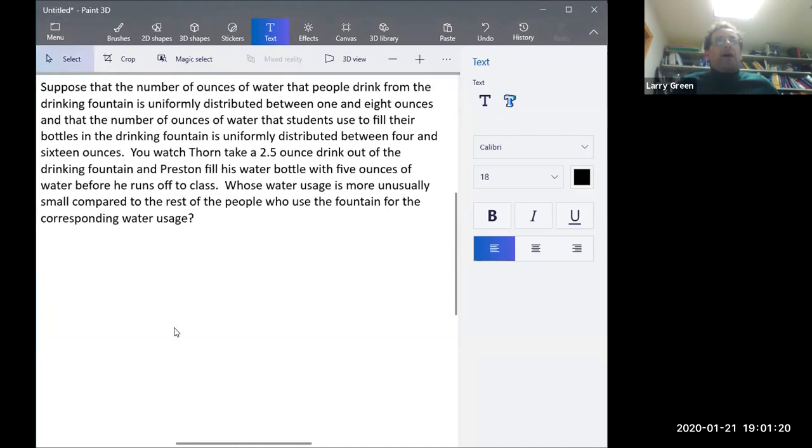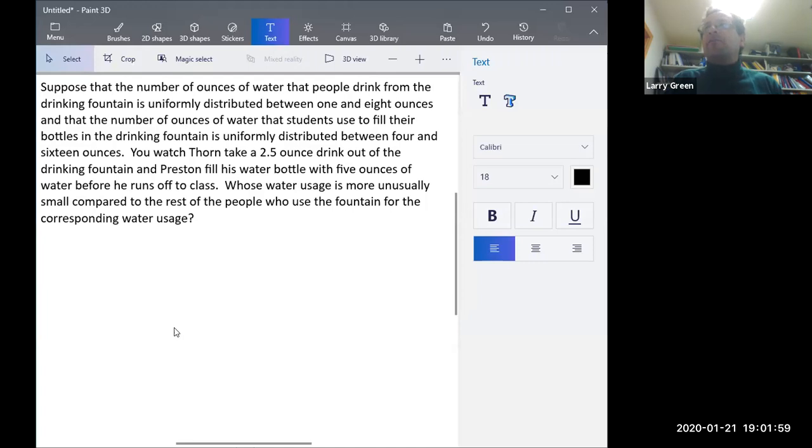All right, so here's the question. Suppose that the number of ounces of water people drink from a drinking fountain is uniformly distributed between 1 and 8 ounces, and that the number of ounces of water that students use to fill their bottles, like this guy, is also uniformly distributed between 4 and 16 ounces. You watch Thorne take a 2.5 ounce drink out of the drink fountain, and Preston fills his water bottle with 5 ounces of water before he runs off to class.